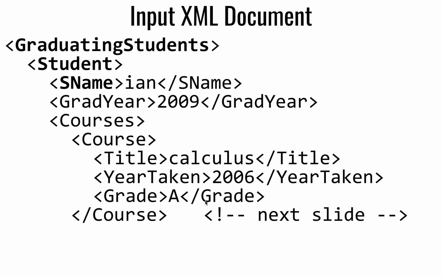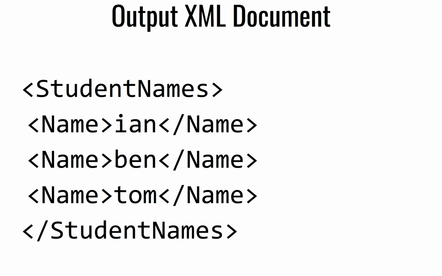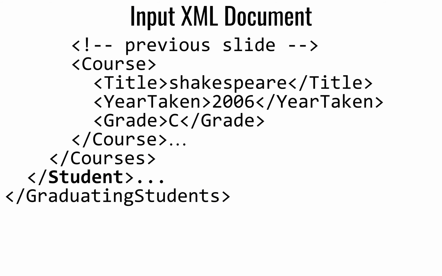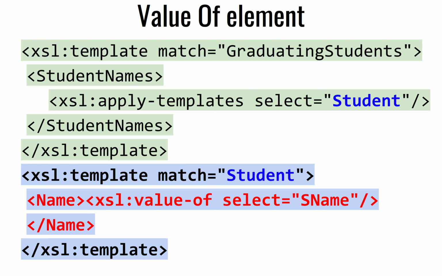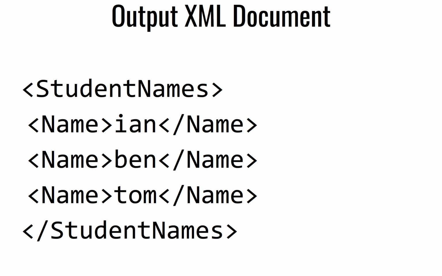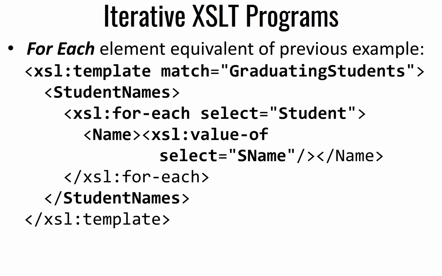So this input XML document is going to result in this output document of Ian, Ben, and Tom. That makes sense, right? So there are 3 XML documents. The input, so here's our input. This is the input XML document. We're going to apply this XSLT transformation, and the output is going to be this student names and then name Ian, Ben, and Tom. Okay, that makes sense.